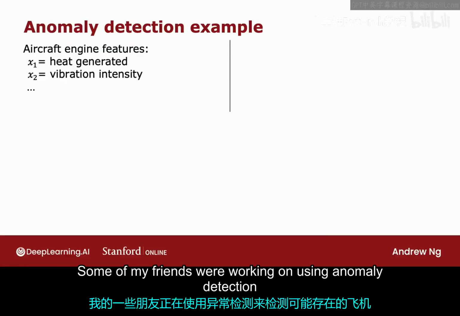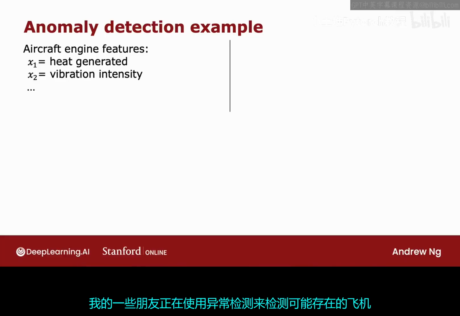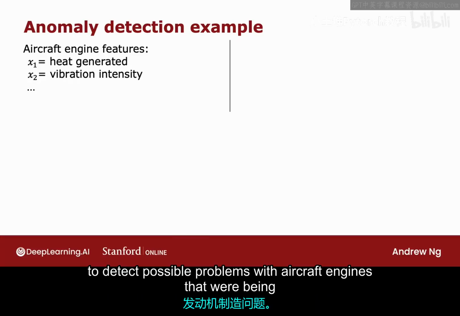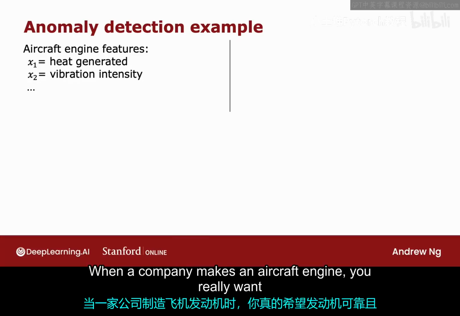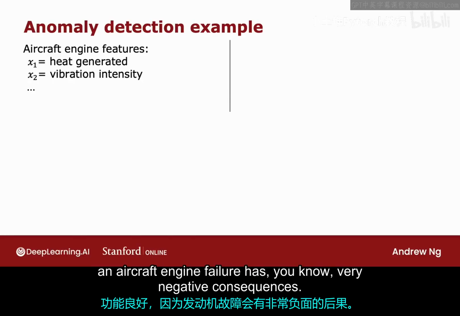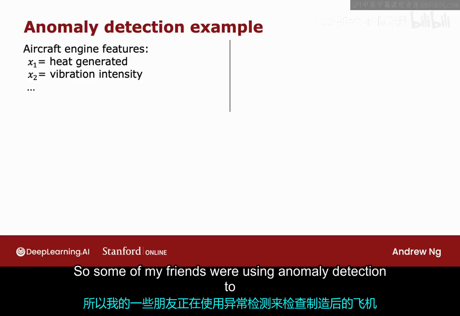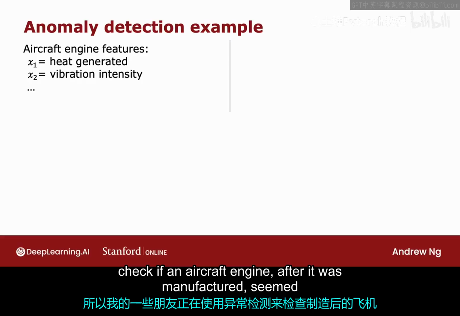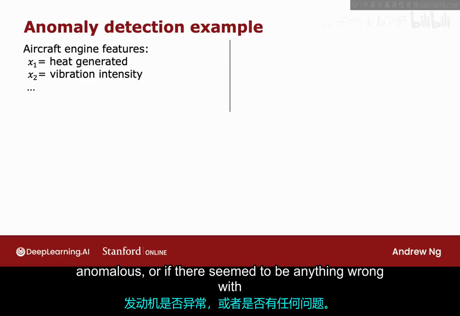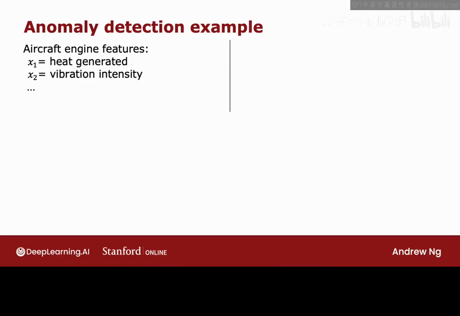Some of my friends were working on using anomaly detection to detect possible problems with aircraft engines that were being manufactured. When a company makes an aircraft engine, you really want that aircraft engine to be reliable and function well because an aircraft engine failure has very negative consequences. So some of my friends were using anomaly detection to check if an aircraft engine, after it was manufactured, seemed anomalous or if there seemed to be anything wrong with it.